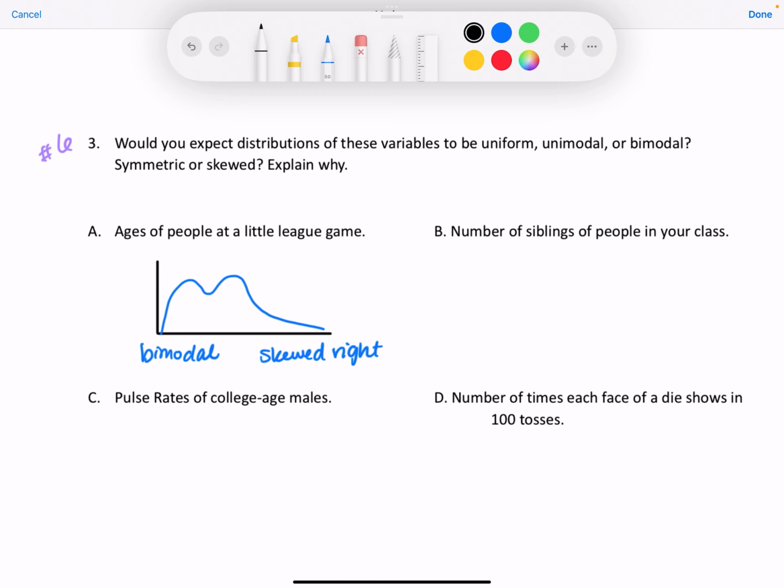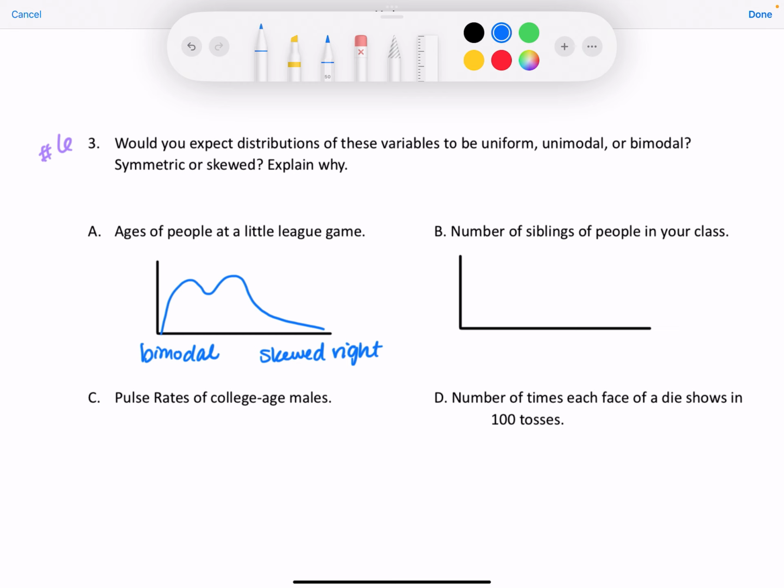All right, the number of siblings of people in your class. I think it's going to be kind of high at the start and then kind of dropping off. Why did you say that? Well, there are people who don't have any siblings, and then there are people who have one or two siblings. But there are not that many people who would say, like, five siblings.